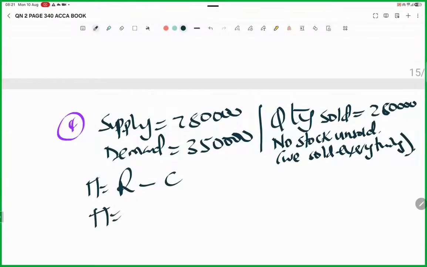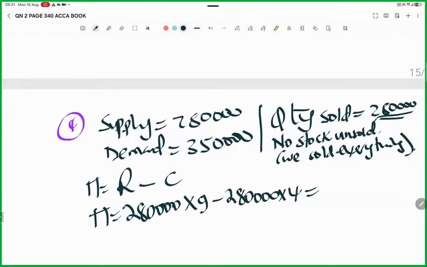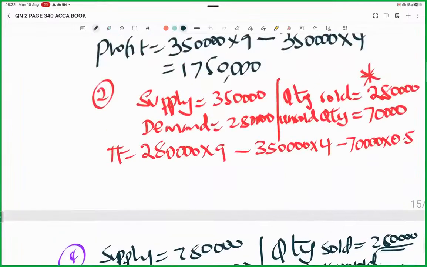Profit revenue will be based on what you sold: 280,000 times 9 minus production cost. The supply cost, ladies and gentlemen, in this case is 280,000, what you were able to supply, and you know the cost of supplying is 4 per bag. So if you do it that way, what figure would you be able to get for number 4? Most of them got it right: 1,400,000.